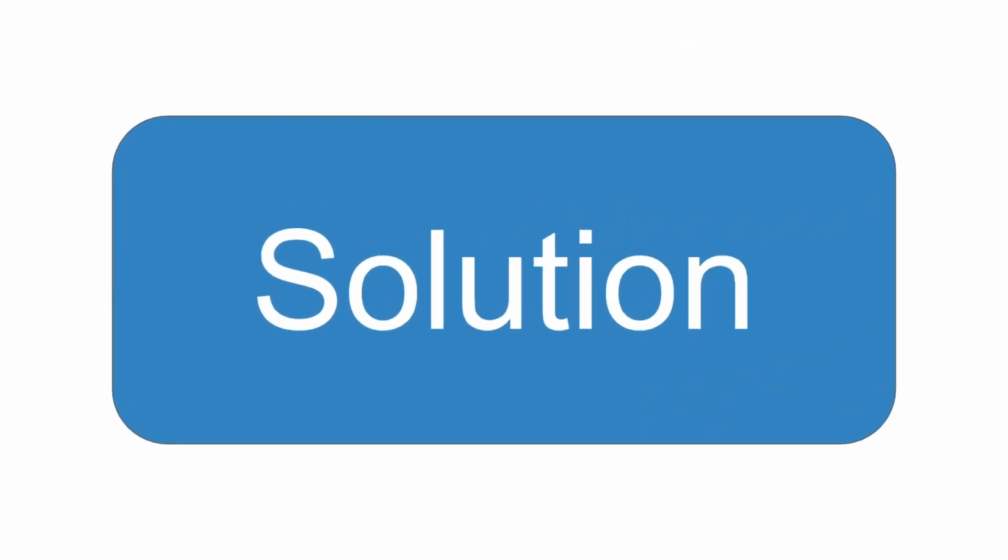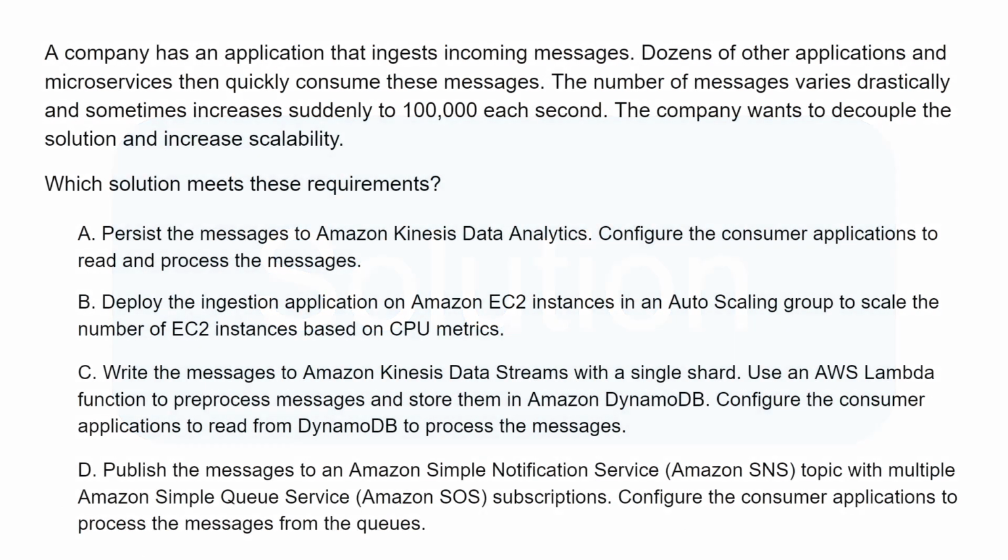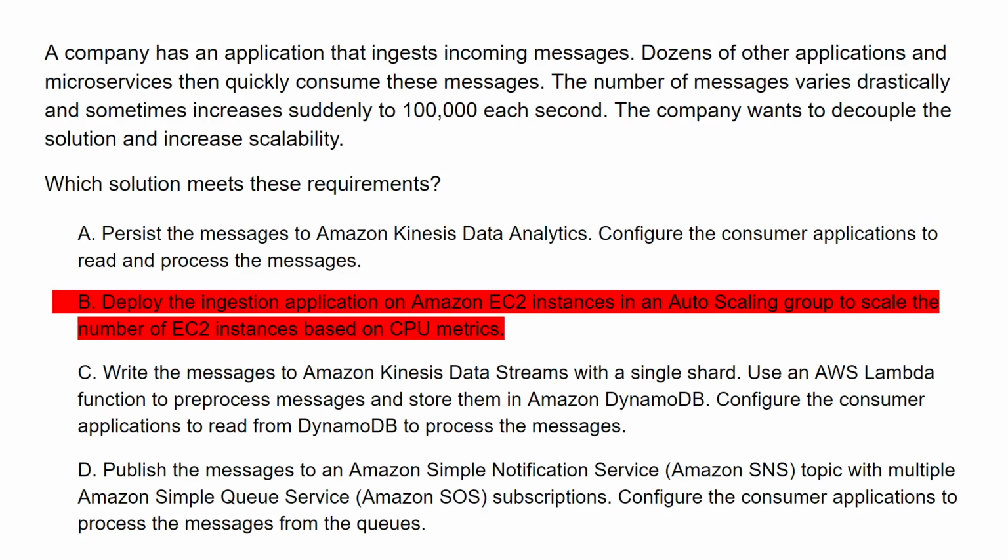Now that we know what the question is about and what the key knowledge points mean, let's move on to the solution. So here, we can once again see the question, and we can first eliminate option B, because this solution improves the auto-scaling, but it doesn't decouple the solution. Therefore, it doesn't fully answer the question.